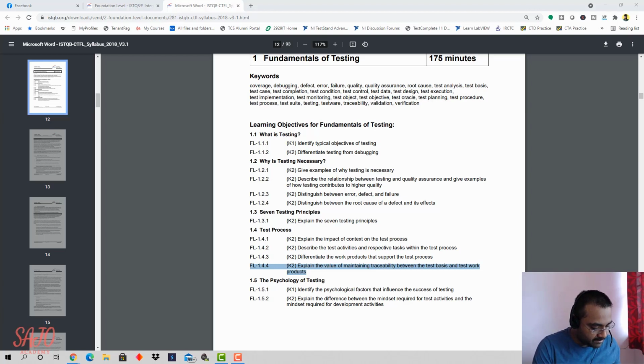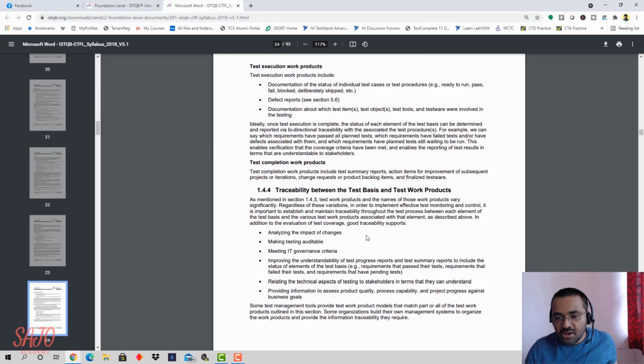Okay, let me just open. Yeah, so let me have some highlighter. Okay, so here it is saying about the traceability between the test basis, between the requirements and the test work product. So it could be test conditions, test cases, test results. Okay, so let me just go to this particular learning objective and let's understand that part first.